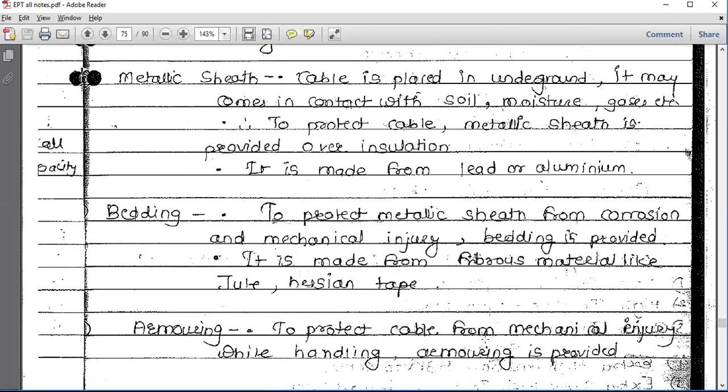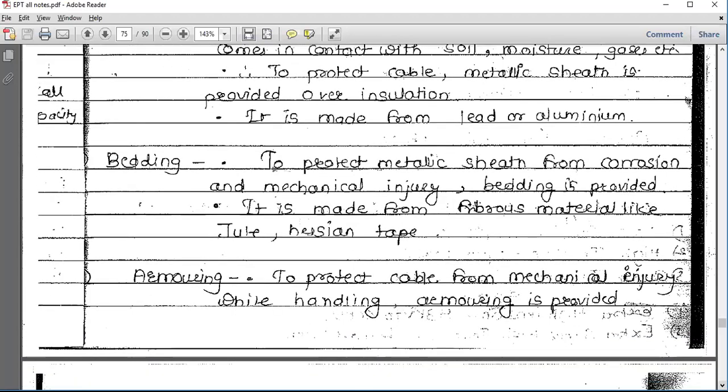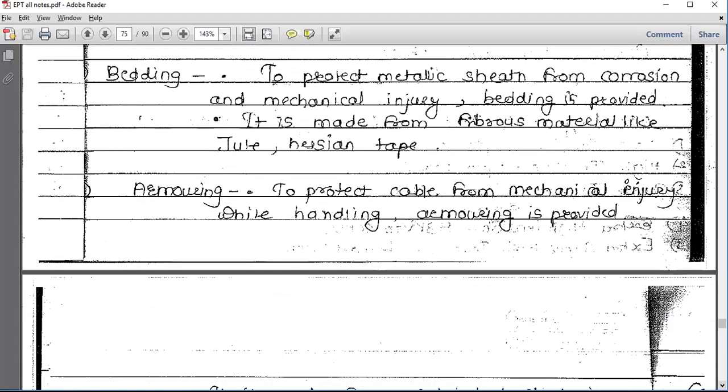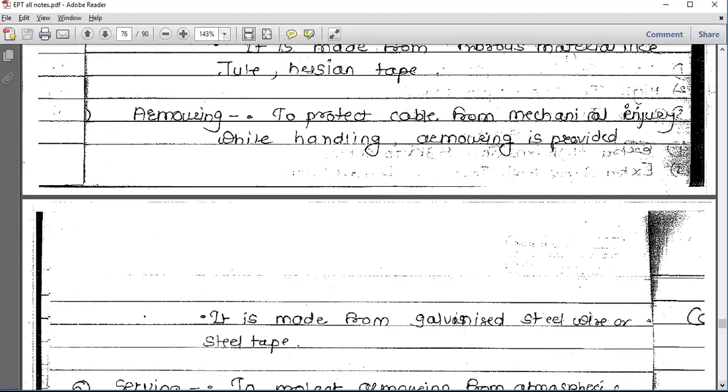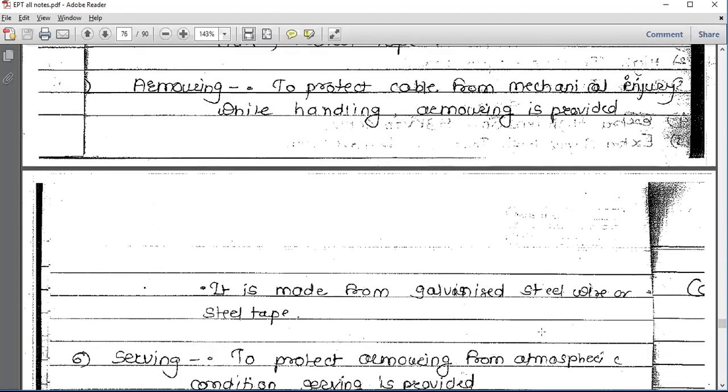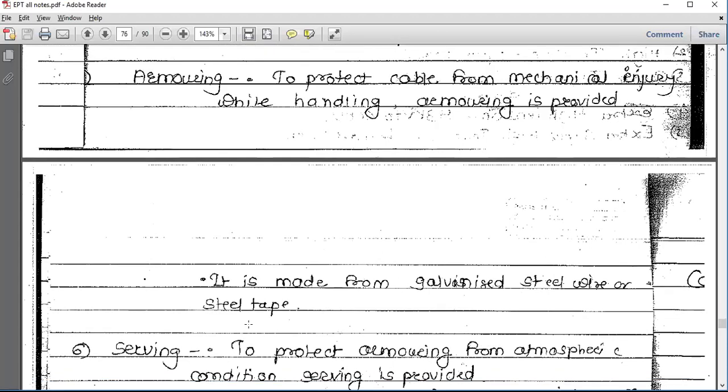To protect the cable from mechanical injuries while handling, armoring is provided. While handling, that is, while laying or transporting the cable, the armoring will protect it from mechanical damage. So these are the parts of the cable. Armoring is made up of galvanized steel wires or steel tapes, or a steel cage, you can say.